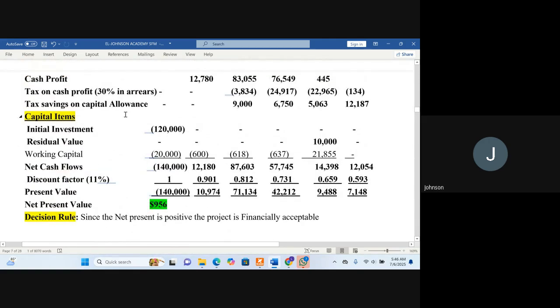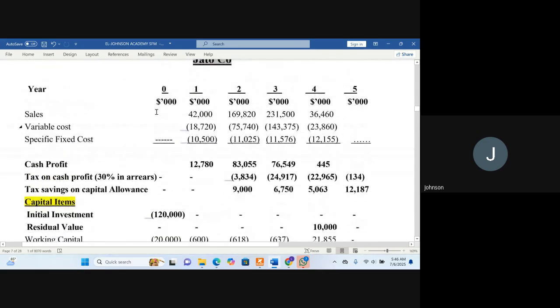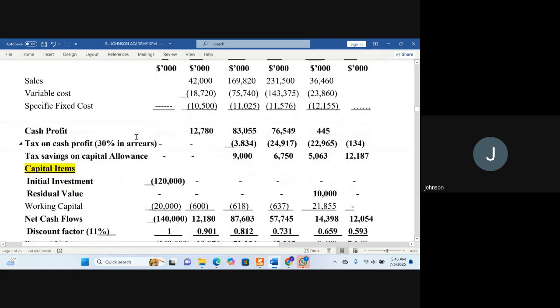Here we go. So tax savings on capital allowance. Look at it. Since it's tax, you know that tax is also claimable in arrears. That means the savings that we made in year one is not going to be in year one because it's in arrears. So the tax will also be saved in arrears. So we now pay year this, year this, year this, and year this.